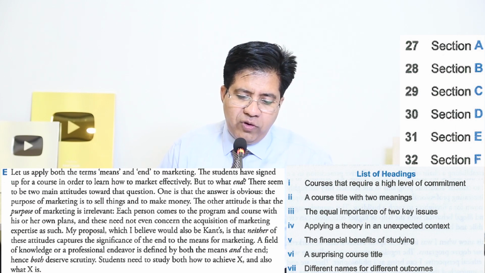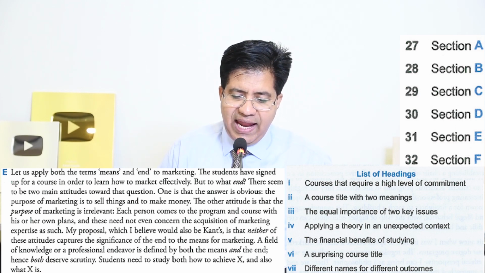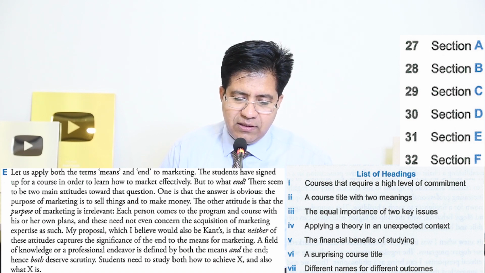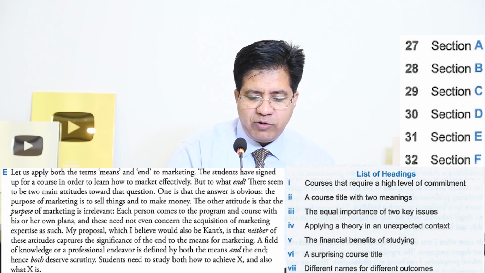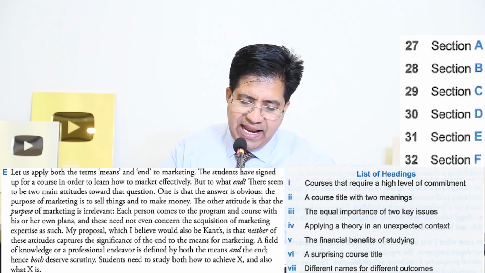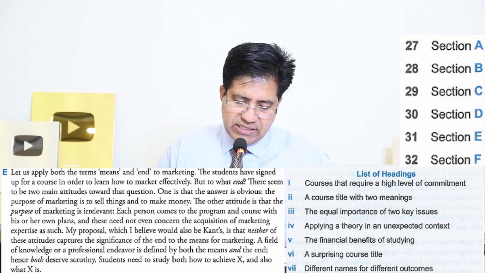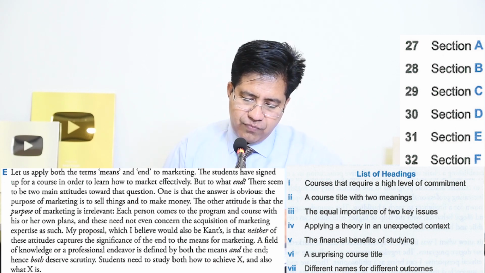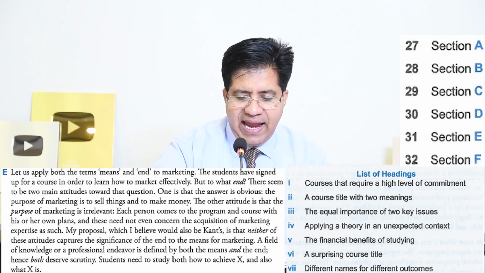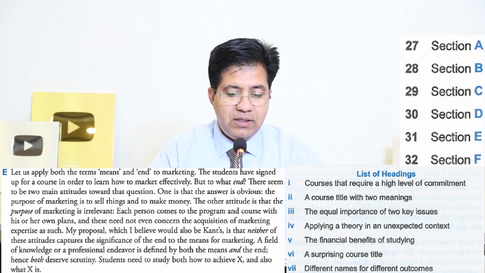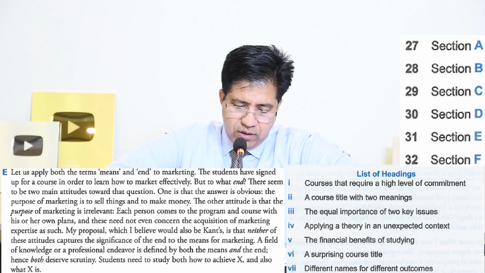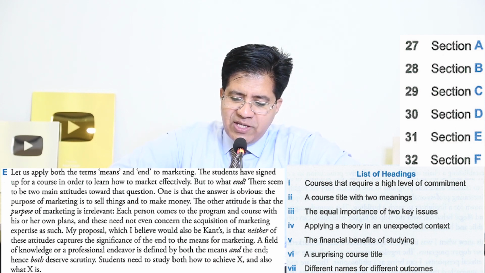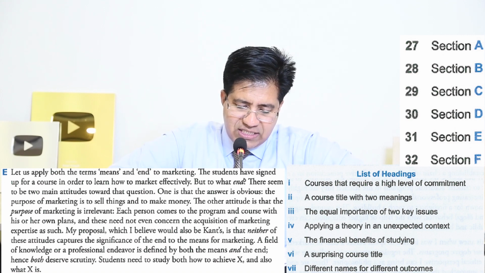Let us apply both the terms means and end to marketing. So there are two terms, means and end, to marketing. Let's see. Means and end, what are they? Heading number 7 is different names of different outcomes. No. Heading number 3 is equal importance of two key areas.